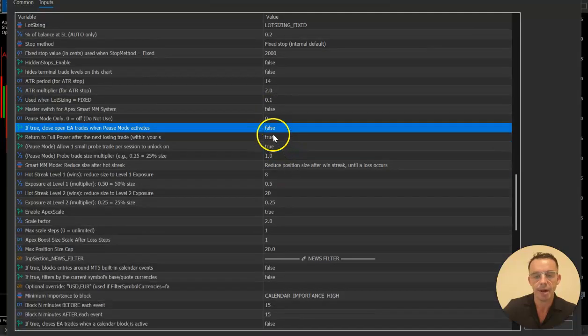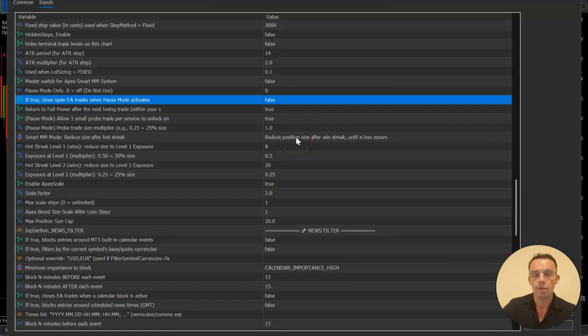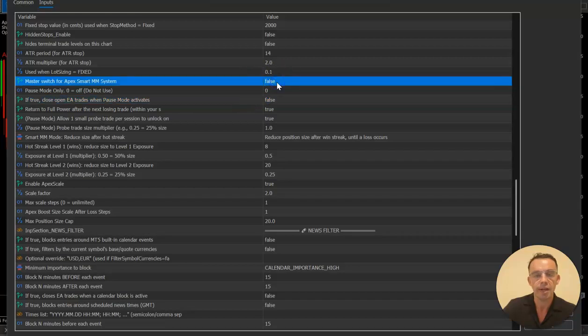Next is the master switch for Apex Smart Money Management. When you start learning and using the system, you will see that the Apex system goes on long winning streaks. And what we want to do is manage those long winning streaks before it has a loss. I could show you this now, but no, I'll show you when we're in the AlgoVault. Let's go over the settings first and then go over that. So what this essentially does is, after a certain number of trades, it starts to reduce the trade size as it's approaching that loss.